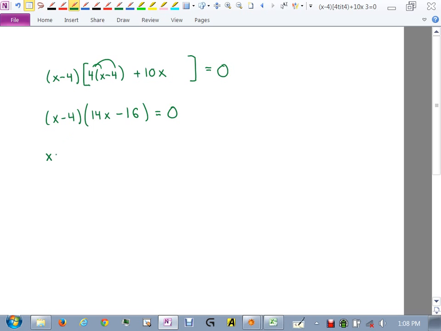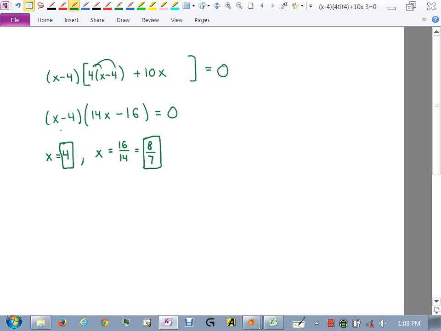So x equals 4, and x equals 16 over 14, which reduces to be 8 over 7. 8/7 and 4. So far, those are my critical numbers. We good?